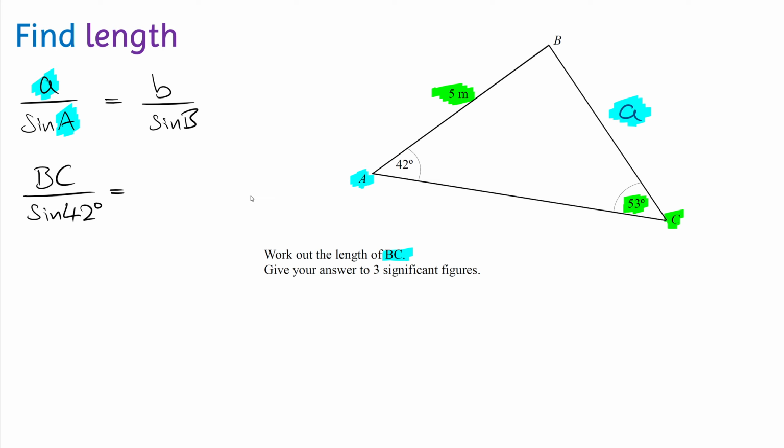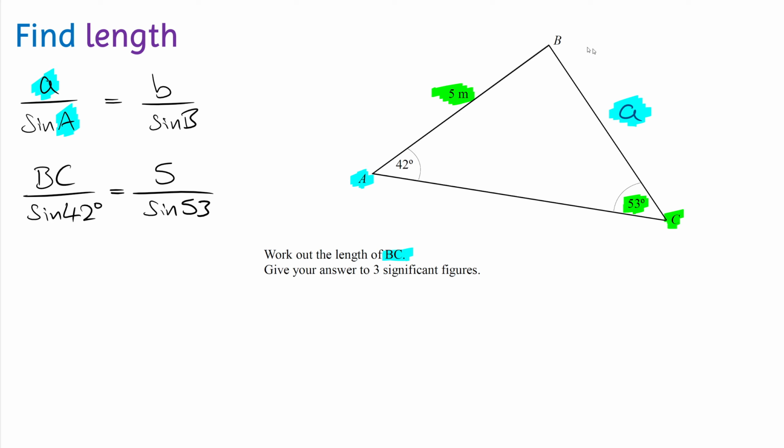Now, here you have a choice. We could start chopping and changing these to relabel them as C or something, or we could just say, it's the other side opposite angle pair. So this one here, that's a length, that's 5 meters. 5 over sine B. Don't worry about the fact that we've got angle B up here. It doesn't matter. It just means the other one. The opposite of the length is the angle, so 53 degrees. So sine of 53 degrees.